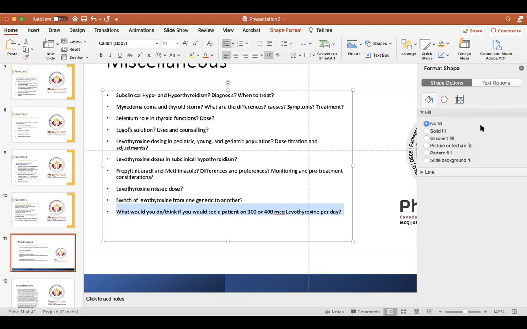Okay, this dose, 300 to 400 microgram levothyroxine, which is given in IV, is the dose of the myxedema coma.